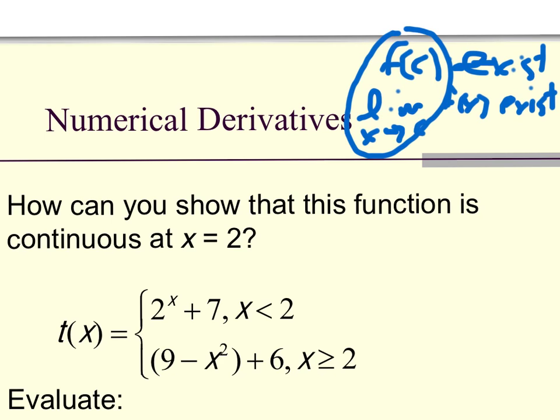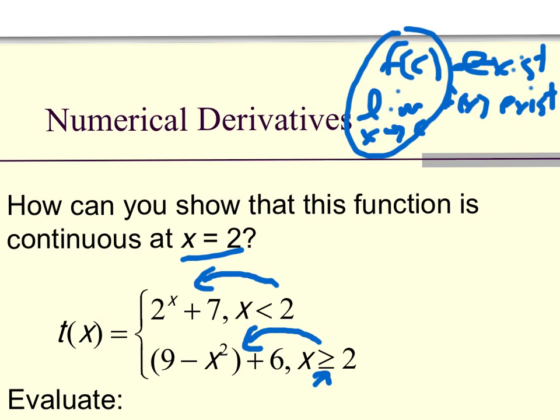Well, I have to show that f of 2, in this case, here's my value of 2 that I want to check for, exists. And sure enough, because of that equals sign, it tells me what to do with x equals 2. So there has to be an answer. So no problem there. In order for the limit to exist, that means the left-hand limit has to equal the right-hand limit.